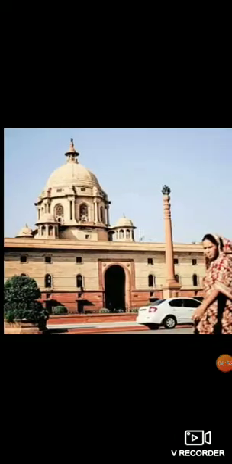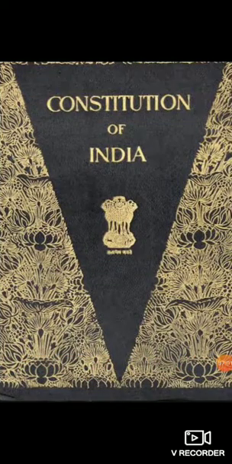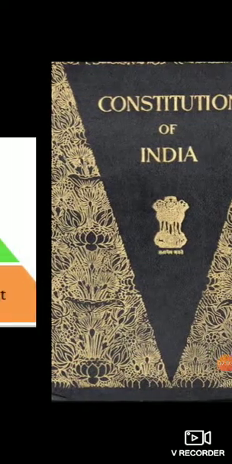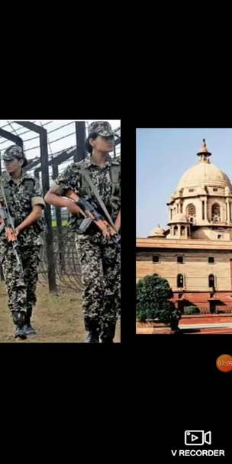What were the three different levels of the government? The central government, the state government, and the local self-government. And who gives them the power? The power of the central government and the state government comes from the Constitution of India, and it tells these governments how to conduct themselves, what they are supposed to do, and what needs to be done for the welfare of the people of the country. And it is the job of the government to see that all the benefits reach the poorest of the poor.